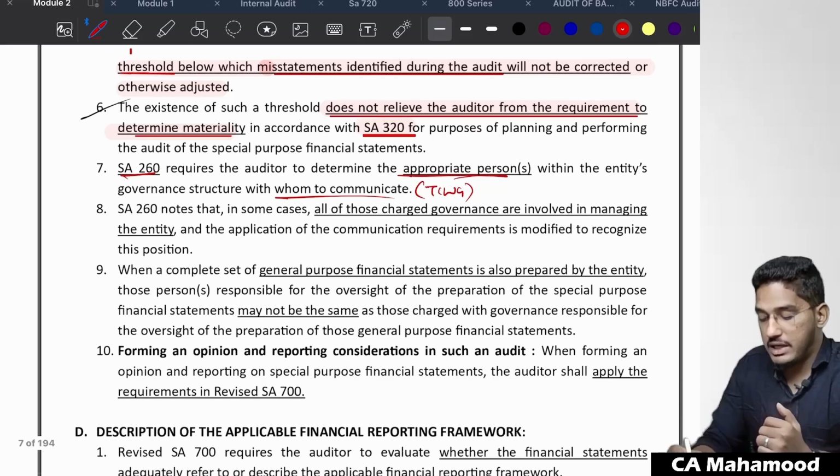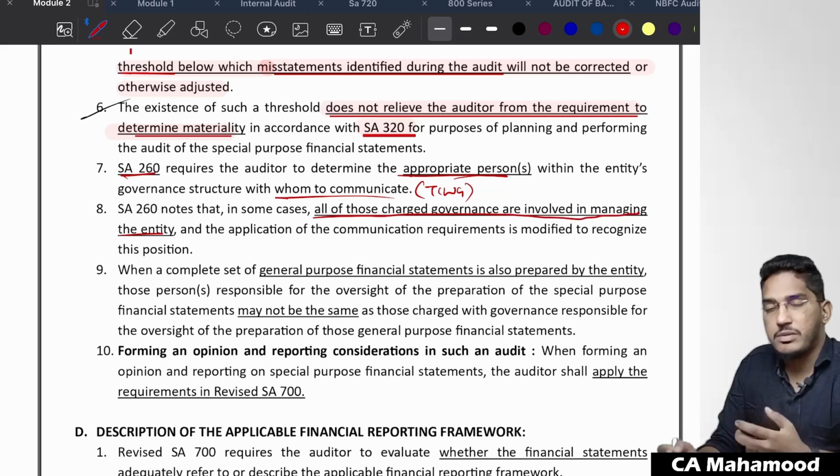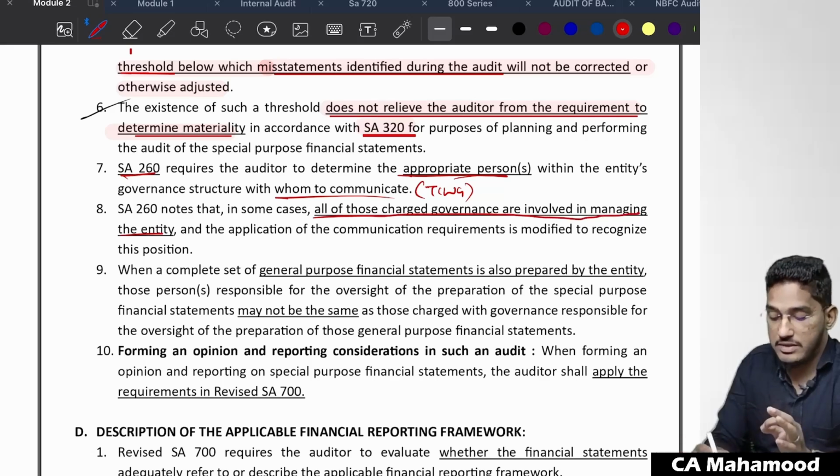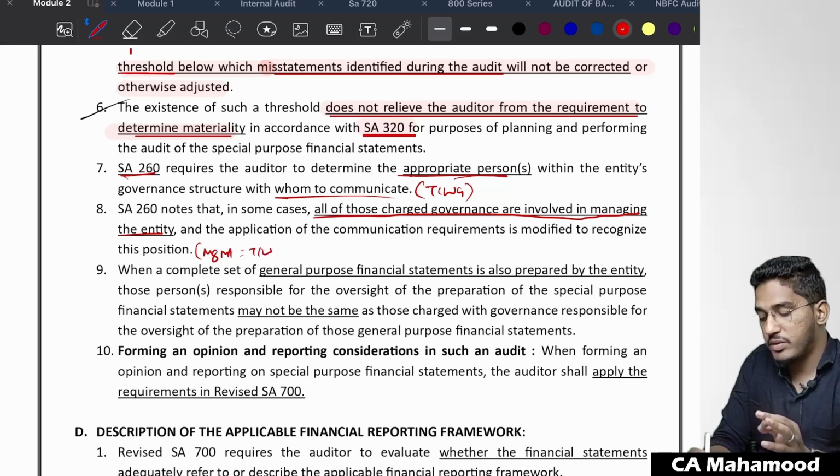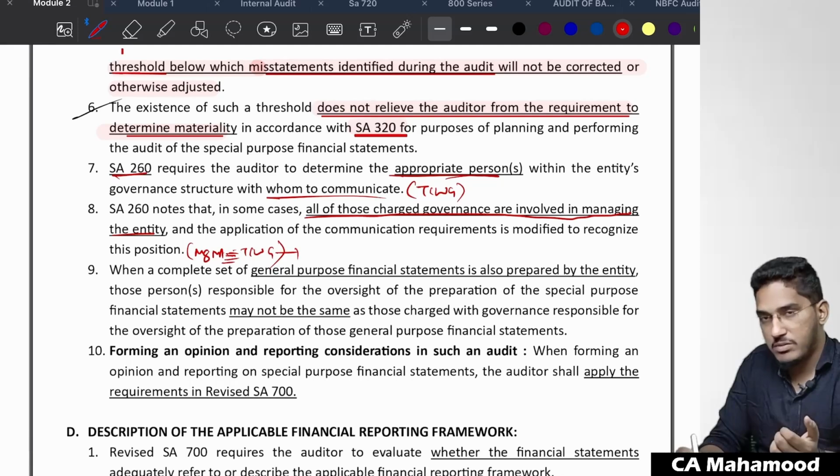SA 260 notes that in some cases, all of those charged with governance are involved in managing the entity, and the application of communication requirements needs to be modified. In some cases, SA 260 says that management and those charged with governance, both roles will be played by a single person. It happens. Sometimes both roles will be played by the same persons. So in case both roles are played by the same category of persons, then you need to make some modifications to your reporting requirements.